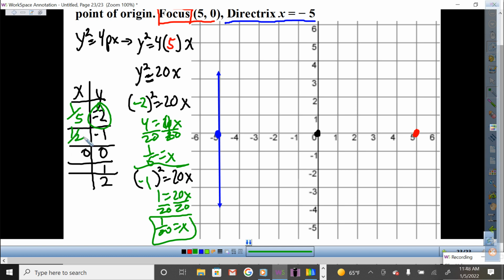1/20, and it repeats. This one is 1/20. This one is 1/5. And let's plot it. x equals 1/5 when y is -2. x equals 1/20 when y is -1. 0, 0. Then 1/20 with y equals 1, and 1/5 with y equals 2.